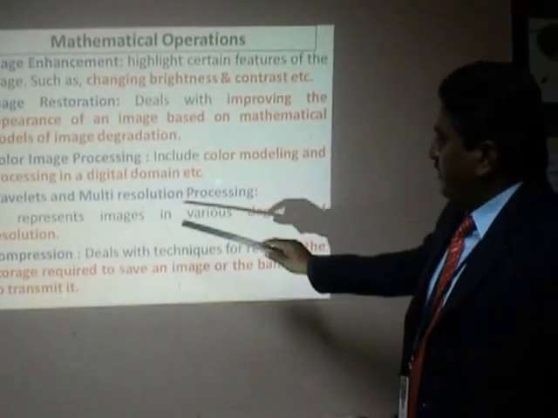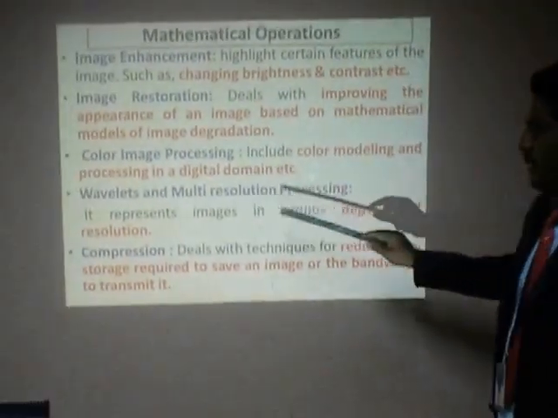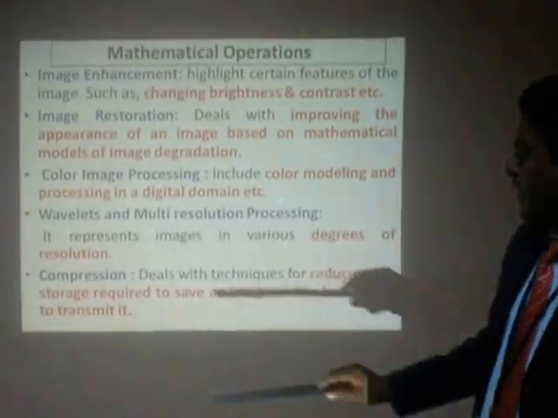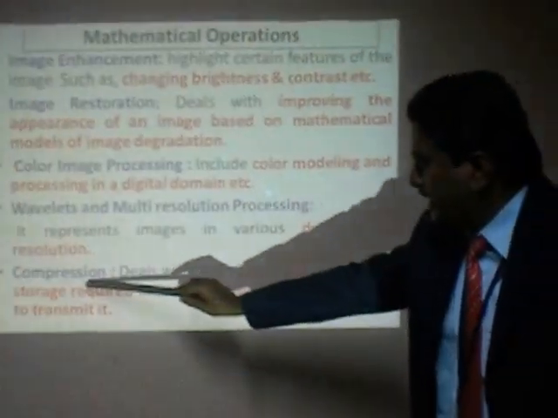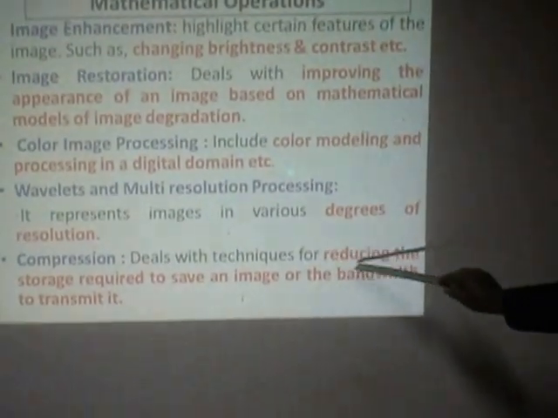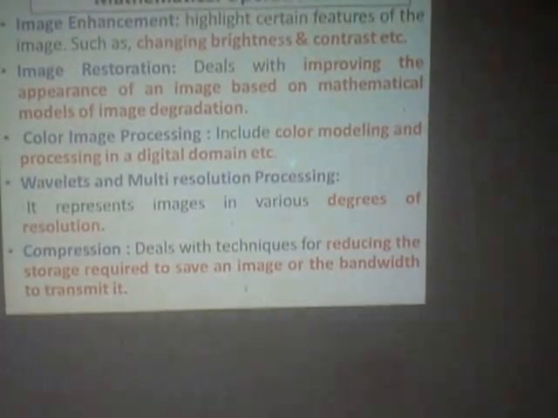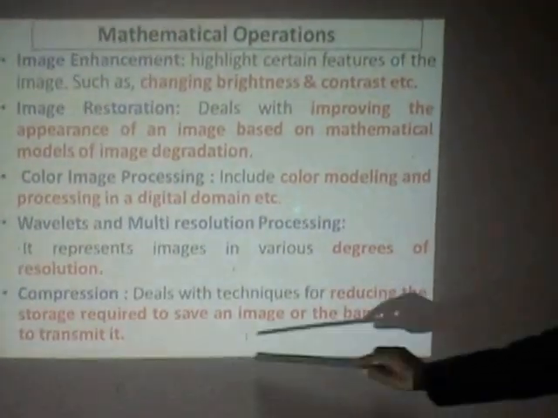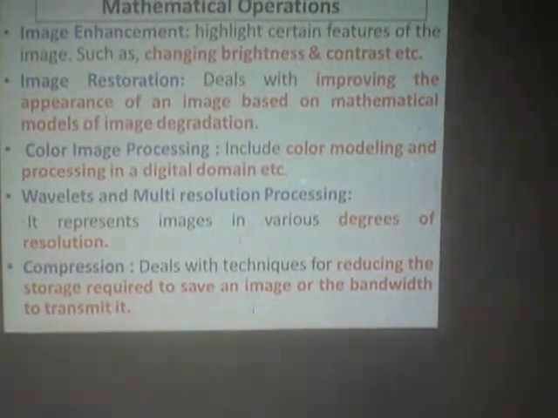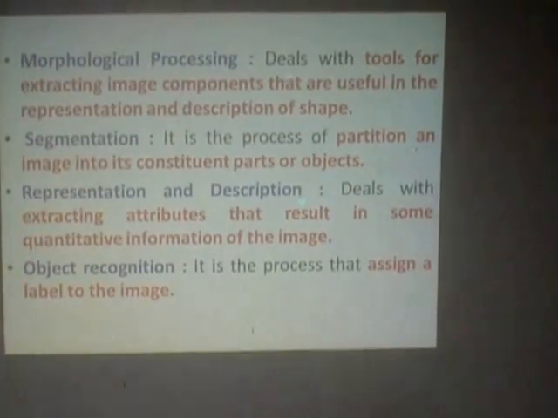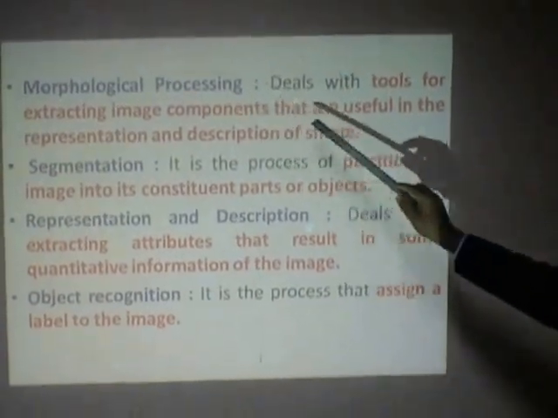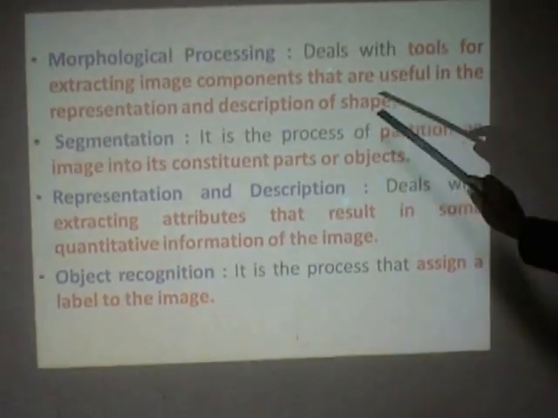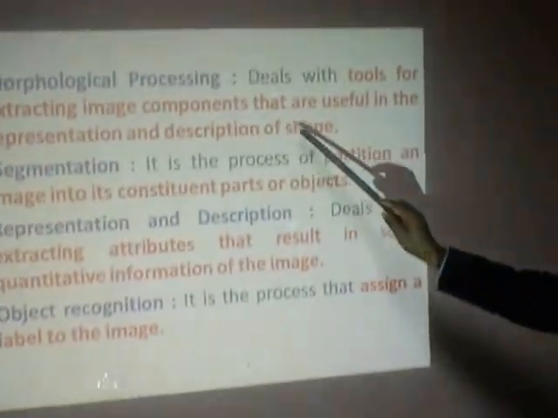The next algorithm is wavelet and multi-resolution processing. It represents images in various degrees of resolution. The next algorithm is image compression. It deals with techniques for reducing the storage capacity of the image or the bandwidth to transmit it. The next algorithm is morphological processing. It deals with tools for extracting image components that are useful in the representation and description of shape.